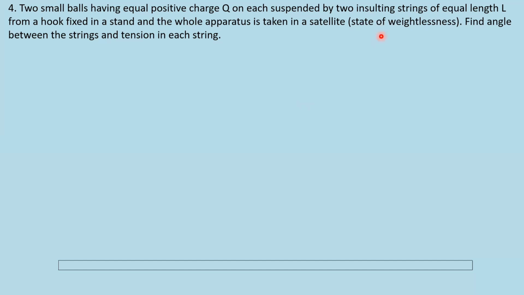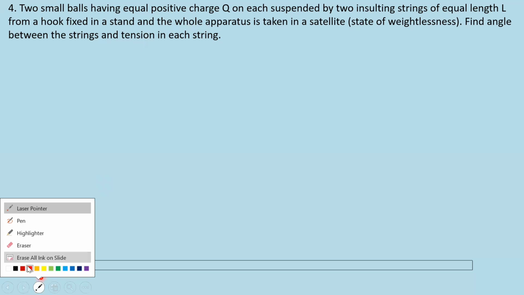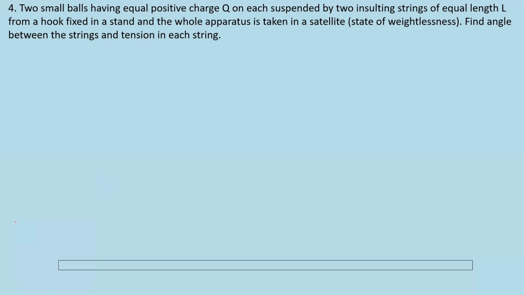Since it is already mentioned that it is taken in the satellite, this is a condition of weightlessness. That means we will take the weight mg to be equal to 0. What you are asked to calculate is the angle between the strings and the tension in each string. So you need to calculate T and theta. We will understand the question once more.